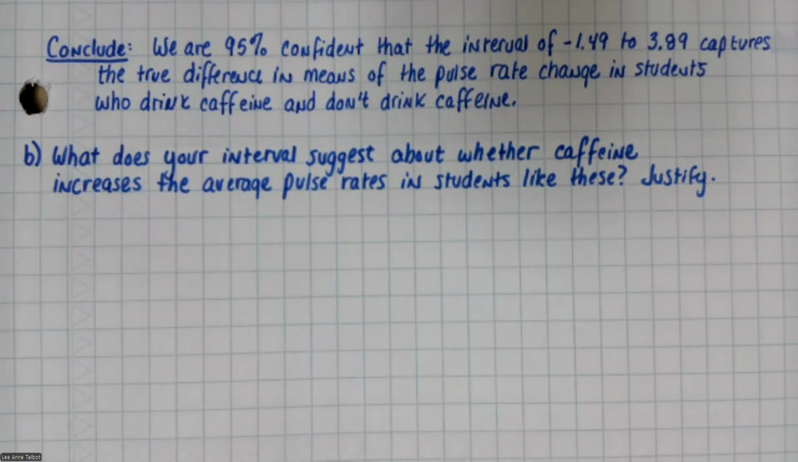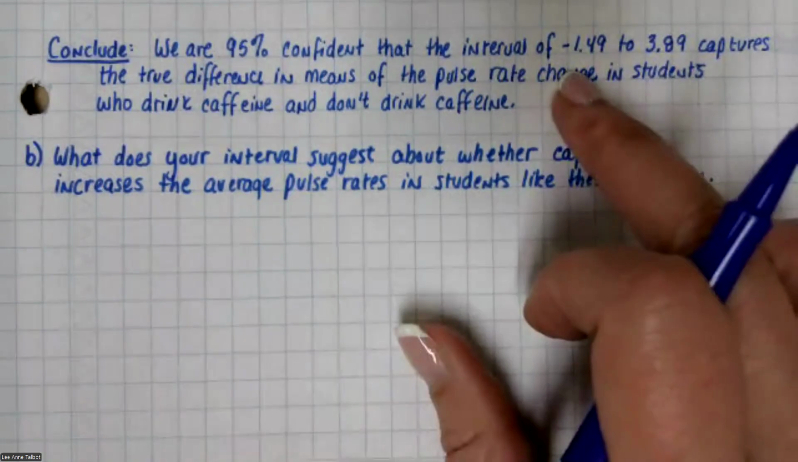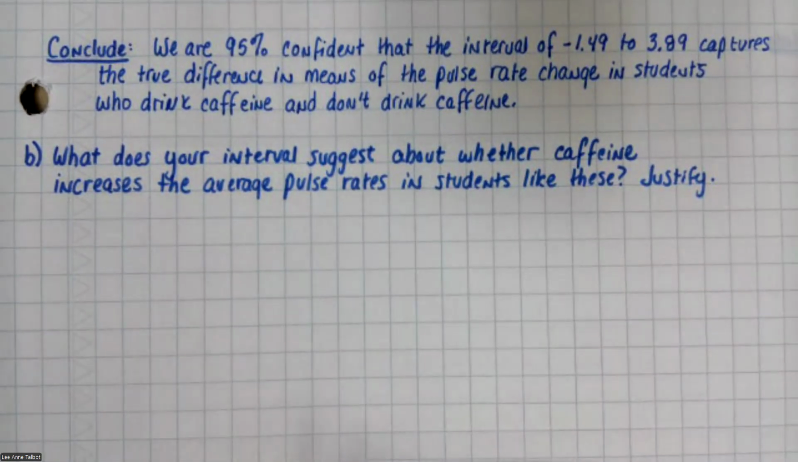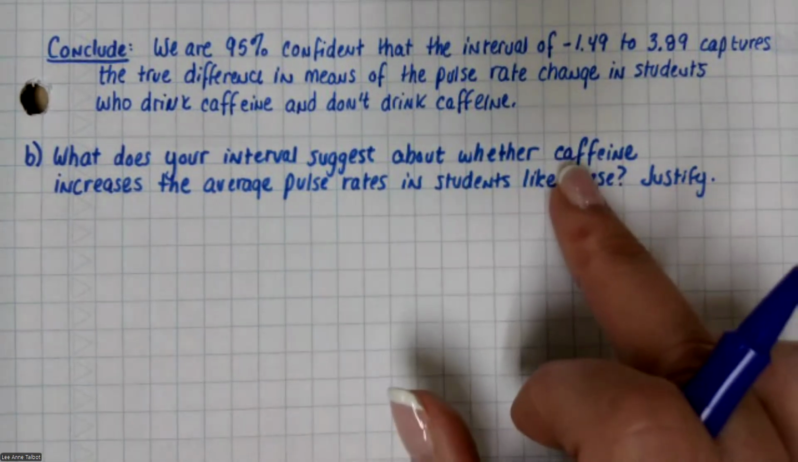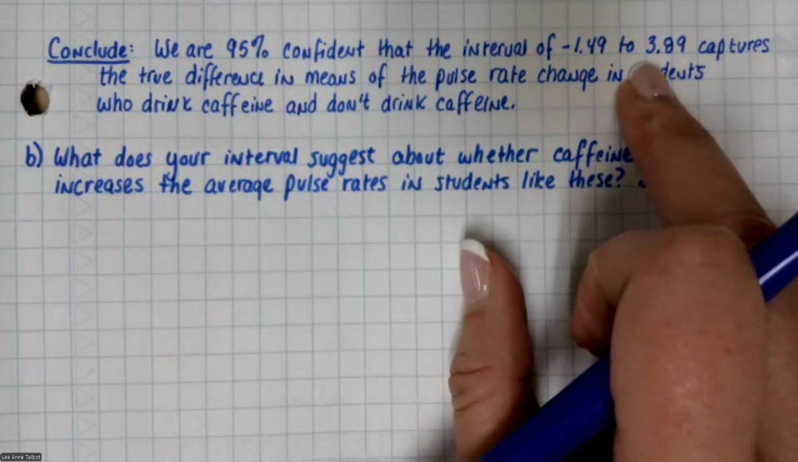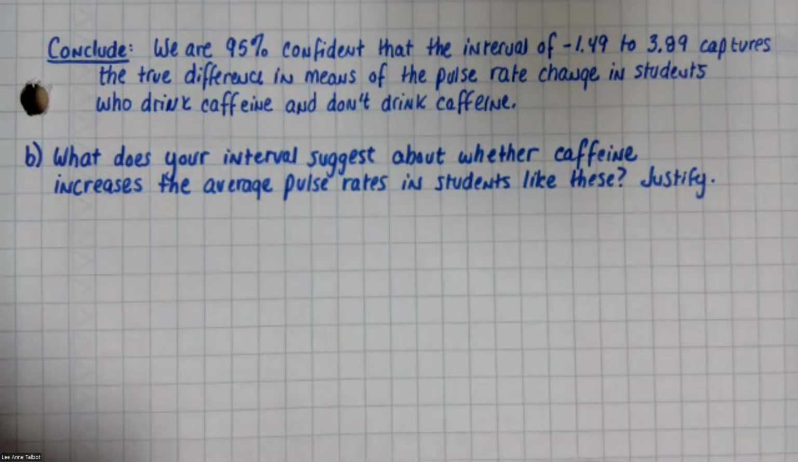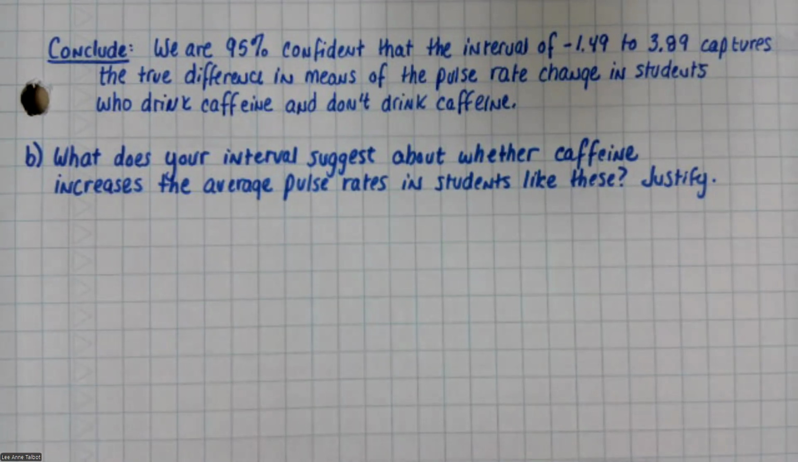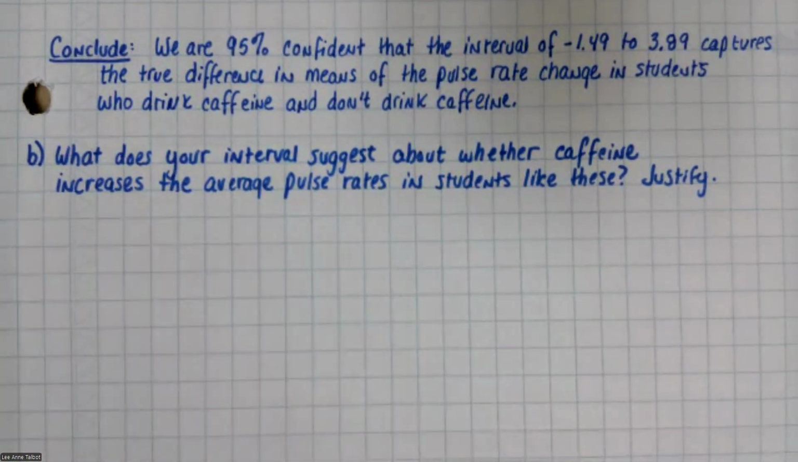Okay, so my interval goes from negative 1.49 to positive 3.89. I said the signs on purpose. My interval goes from negative 1.49 change in pulse rate to positive 3.89 change in pulse rate. So can we say that caffeine increases pulse rates from our information? No. Why not? Because 0 is in the interval, which means that there's a possibility of no difference. Right. Okay.